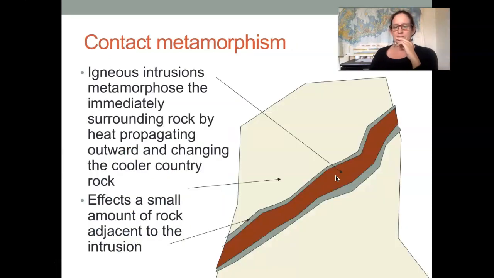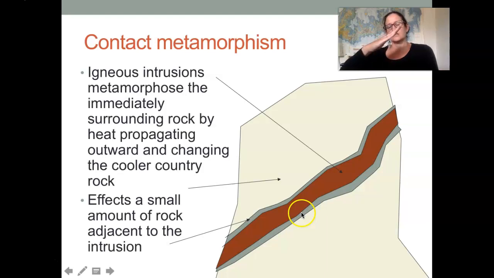Another example of metamorphism is contact metamorphism. In contact metamorphism, you would have like this reddish colored dike, like we saw when we talked about igneous intrusive rocks. So here's a dike. It's intruding into this light off-white country rock, and it's cooking the edges. The heat is transferred from that intrusion into the country rock. We get kind of a bake zone. That gray area is a bake zone on the outside of that intrusion.